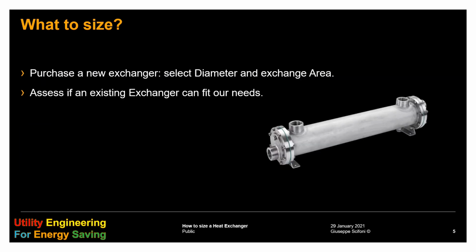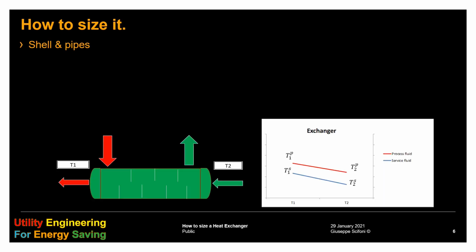Here we want to find a method for answering two questions. Number one: do I need a new exchanger? What is the size? Second question: I have an existing exchanger that I have to use elsewhere. Does it fit? Let's start from the physical laws. We have two fluids. One is the process fluid and the other the service fluid. We assume that our process fluid needs being cooled and also it's flowing in the shell, while the service fluid in the pipes.